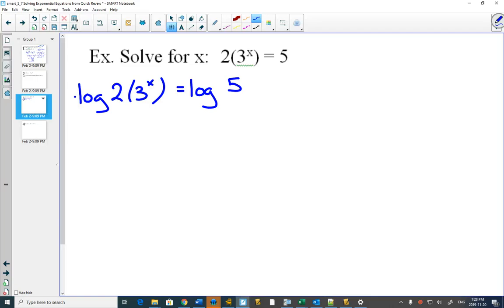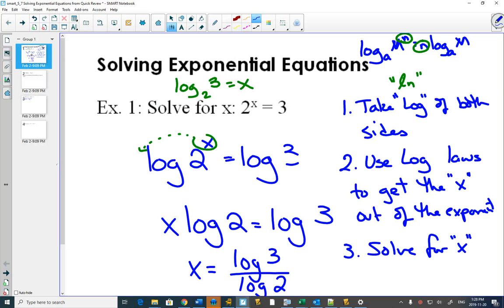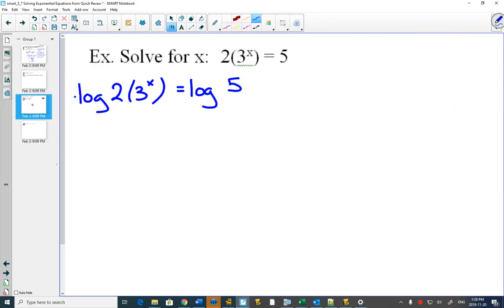We take the log of both sides. Now it says use your log laws to get the x out of the exponent. Why am I not allowed to bring the x out in front? Because that log law, if we look at it right here, the n can come out in front if it's the exponent to the entire thing that it's inside. But if we look at our example, the x is an exponent just to the 3. The x is not an exponent to the 2.